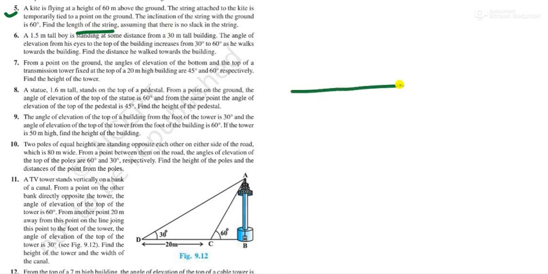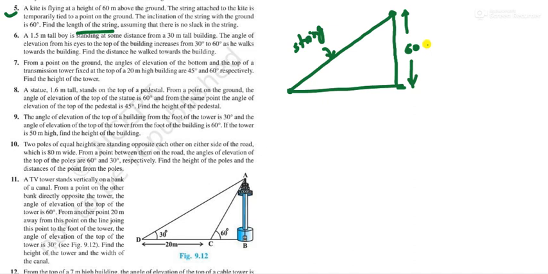Again, ground level, and imagine the kite is over here. It is tied with a string like this. This is the point where it is tied. So what is this? This is the string. And this is the place where it is flying. It is at a height of 60 meter from the ground. This length is 60 meter, given.